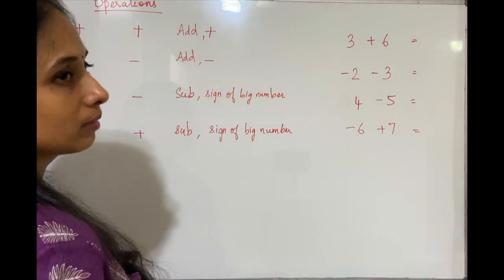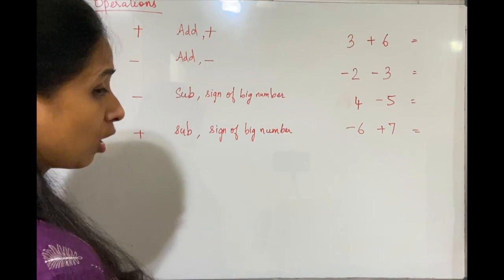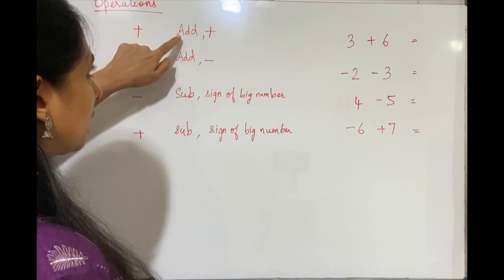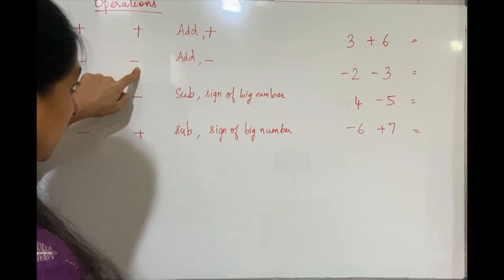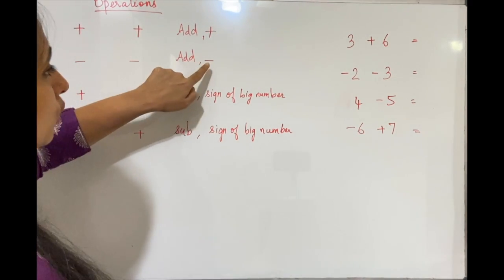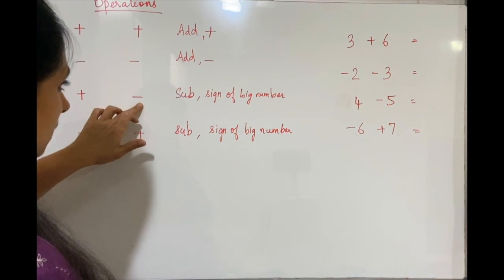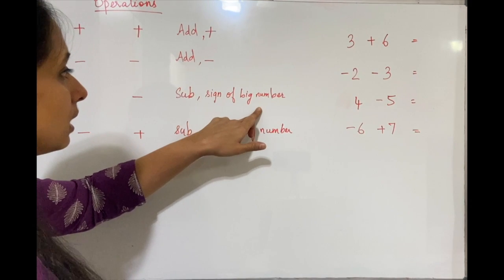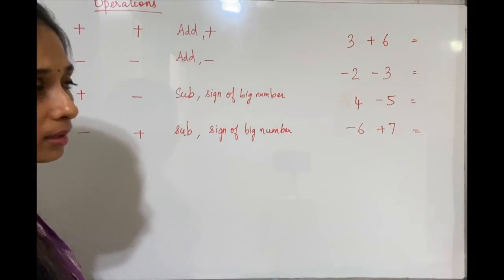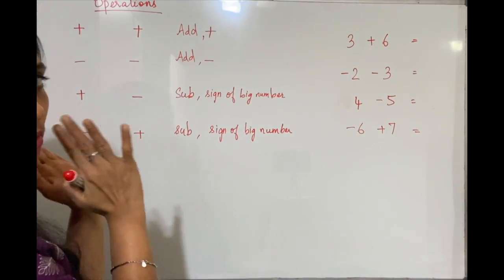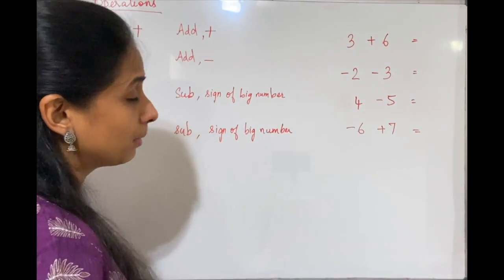For these, the rules are very simple. When you are doing an operation with two positive integers, you will add and give the plus sign. When both signs are negative, still you will add and give a negative sign for the answer. When it is plus and minus, you will subtract and give the sign of the big number. Minus and plus, subtract, give the sign of the big number. Now I'm sure you would not have understood very clearly, so let's see some examples.